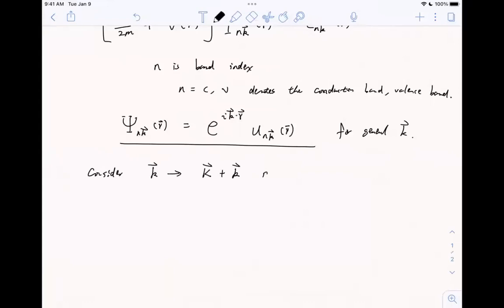near the big K point, plus or minus, near the K prime.